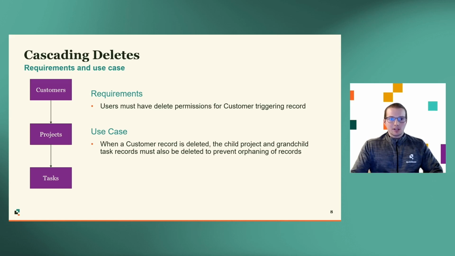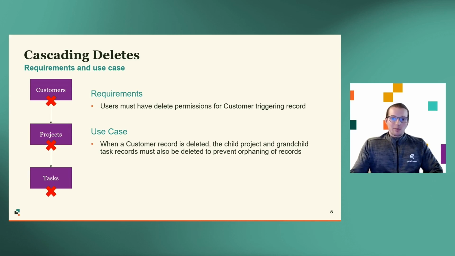You can see here on the left-hand side, I have three tables: a customers table, a projects table, and a task table. And really what I want to do is, when I delete a customer record, I want to have my pipeline find all the related projects and also delete those. And then we want to take it a step further, and find all the tasks that are related to all those projects, and delete those as well.